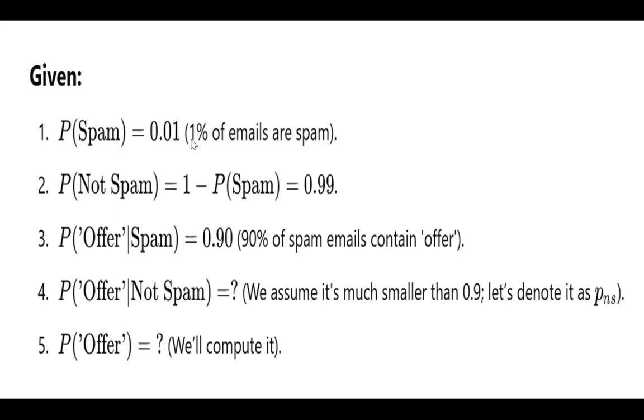P of spam: 1% of the emails are spam. 1% is nothing but 0.01. Not spam is 1 minus this, so 0.99. 90% of the spam emails contain offer. The probability of an email containing the word offer given that it is spam is 90%. So we want to find out: offer is there, but still it may not be spam. So we want to find out what the probability is.